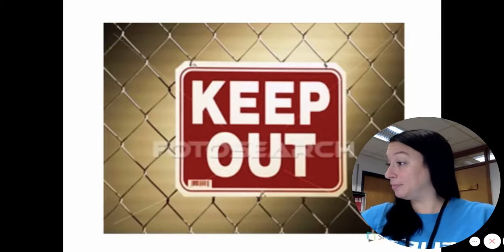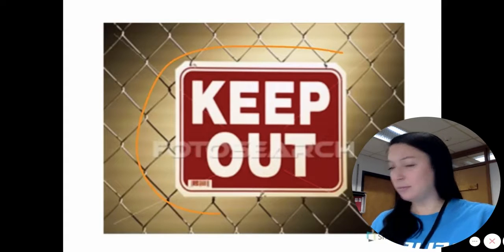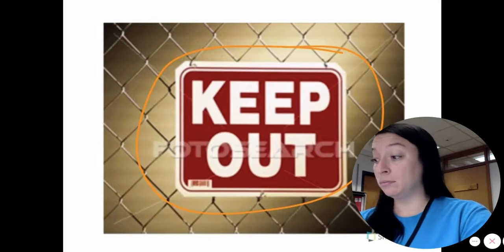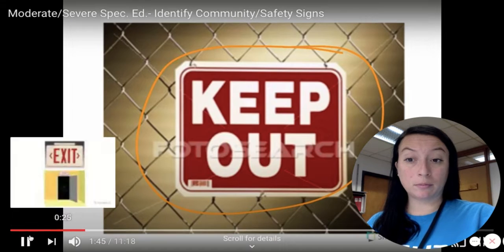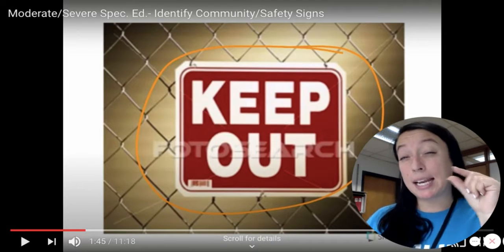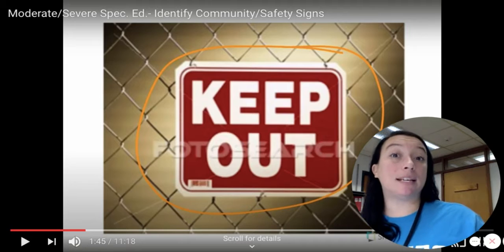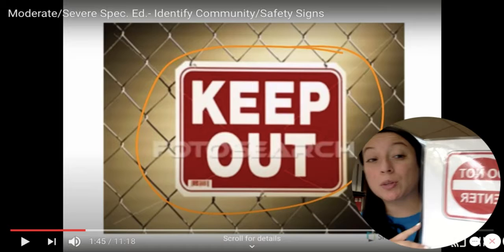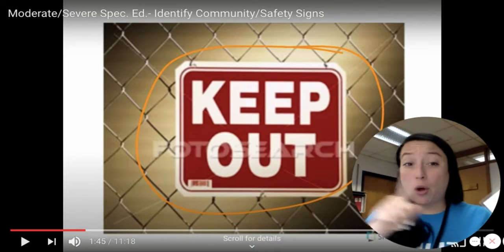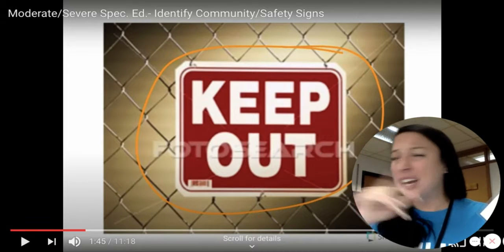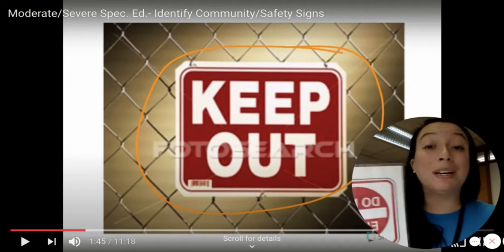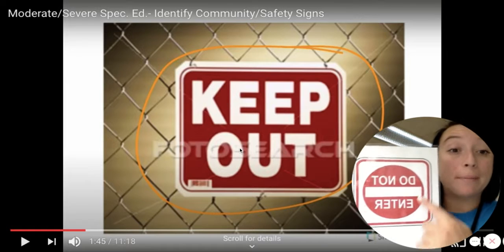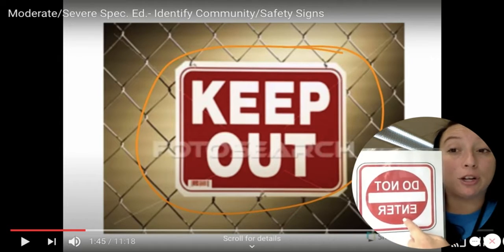Look at the sign. It says keep out. Keep out means do not go inside. We already talked about this sign a little bit before because it was the opposite of exit, where you go through something where you can leave. Keep out is also the same as do not enter. Do not go there. You can see that the words are a little different. This sign says keep out, but this sign says do not enter.